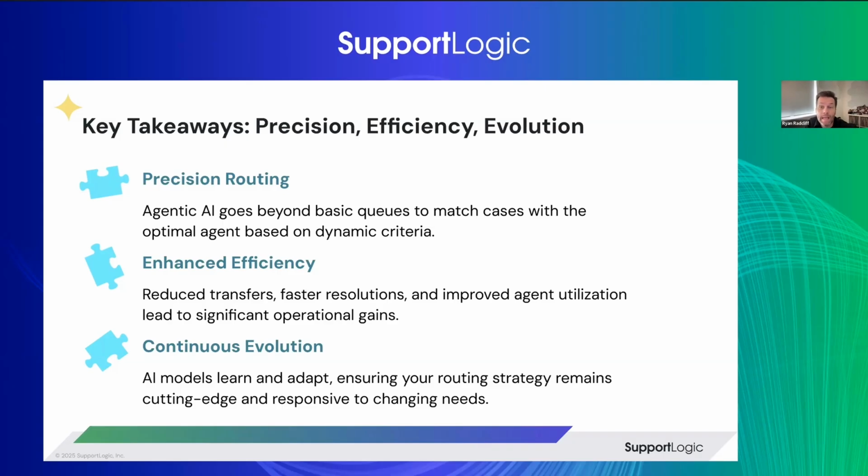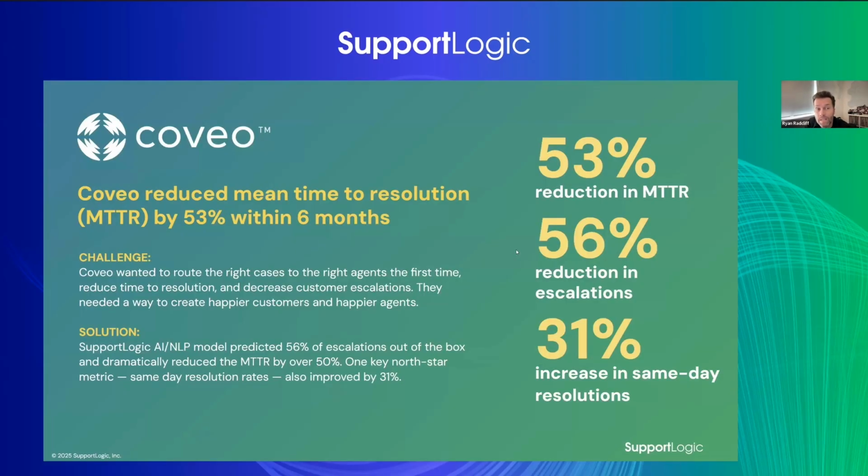But one thing I want to highlight, and if you read our newsletter on Fridays, I'm going to highlight this this coming Friday as well, is on the next slide: how Coveo has been using this with so much success in reducing their mean time to resolution, cutting it in half, keeping their escalations low, and having a real increase in their same-day resolutions. They're a brand that has gotten a lot of benefit from the routing agent.